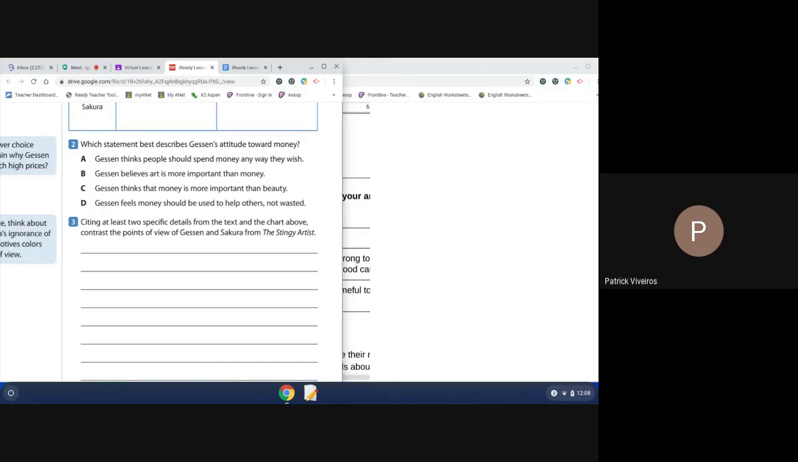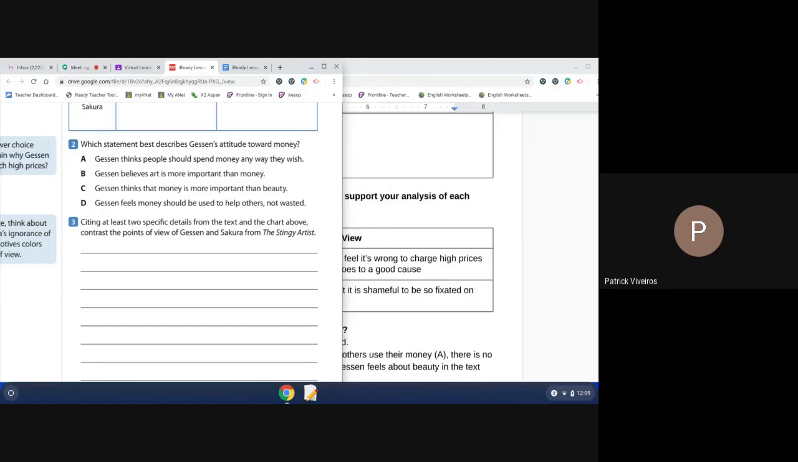So let me show you my completed table. Looks like things are getting a little bit better over here. Maybe that guy plugged that wire in that was unplugged. Who knows? But like I said, Gessen keeps asking for money, but he's spending the money for a good cause. Whereas Sakura thinks that what Gessen's doing is shameful, and she sneers and scorns at him. So again, her point of view is that it's shameful of him to ask for money. And Gessen's point of view is that he does not feel it's shameful to ask for money because he's using it for a good cause. He's using it to help his community.